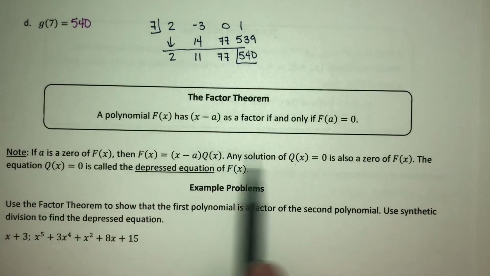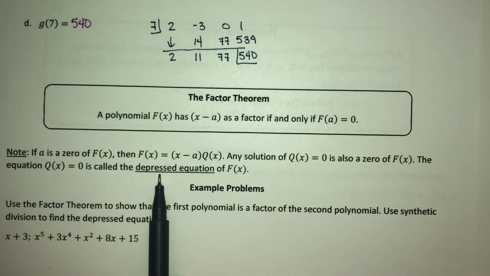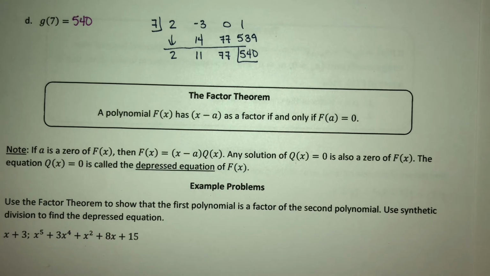Now, what this is saying here, the depressed equation: basically we're going to end up solving large polynomials, and we're going to have to do a division, and then once we have a division that divides in evenly, then we can use our quotient to keep going. So basically we get to simplify the equation and keep going. That simplified equation is called the depressed equation.